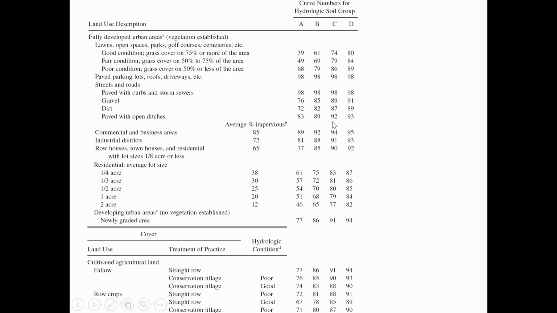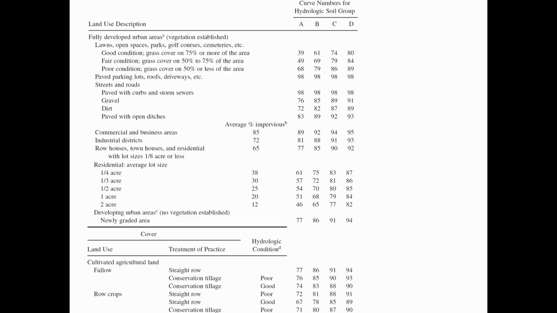But more commonly, unless you're talking about an impervious surface, then class A soil is going to have a much lower curve number for a certain land use than a class D soil. So look at here, it's saying a good condition lawn, which it classifies as grass coverage of more than 75% of the area. So if you have good quality grass, then the curve number is getting larger as the soil group gets worse.